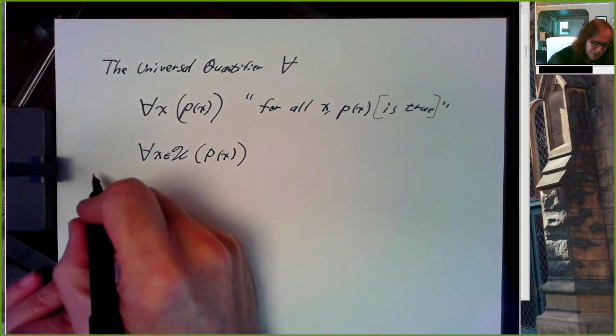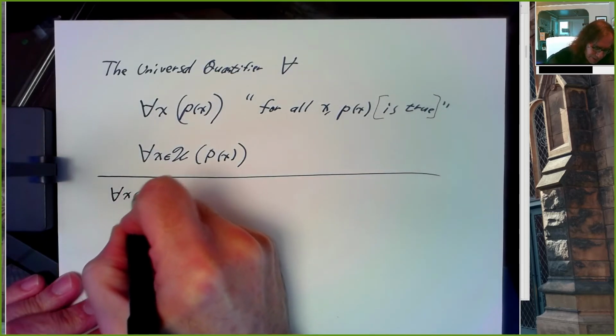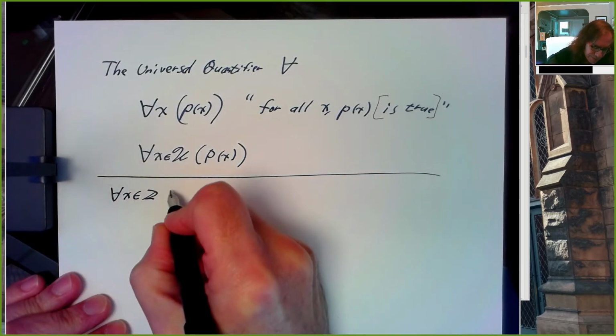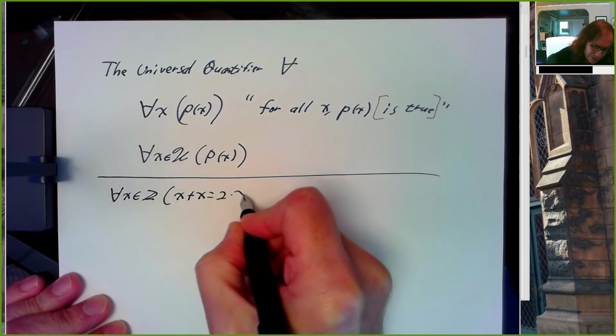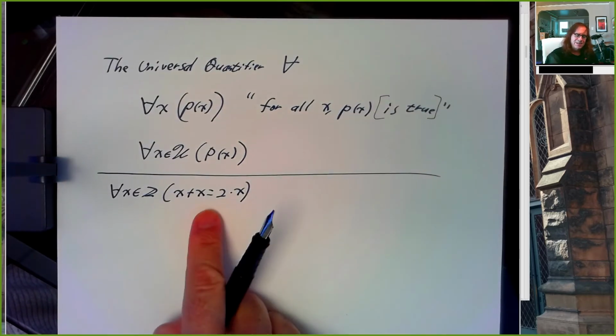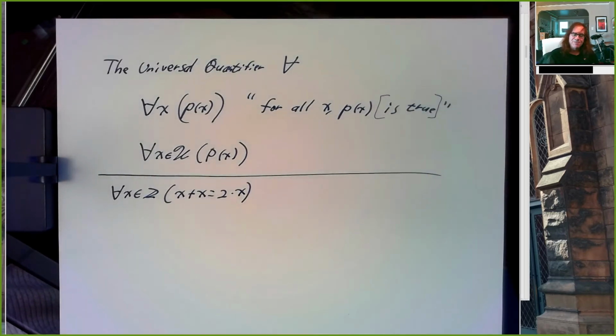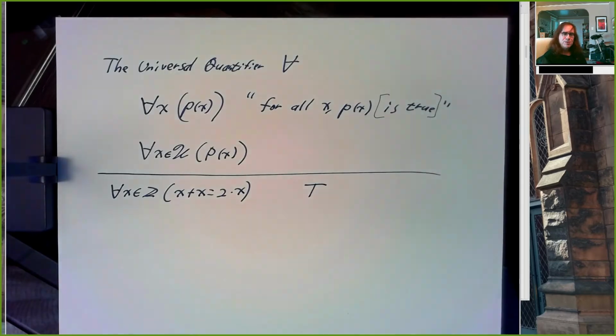So let's do some examples. For all x in the integers, x plus x is equal to 2 times x. That's a proposition. What this says is that for any integer, if I add that integer to itself, I get the same value as if I multiply that integer by 2. And this turns out to be a true proposition.